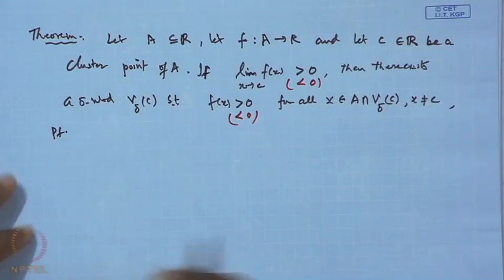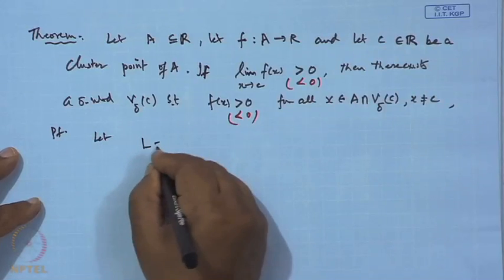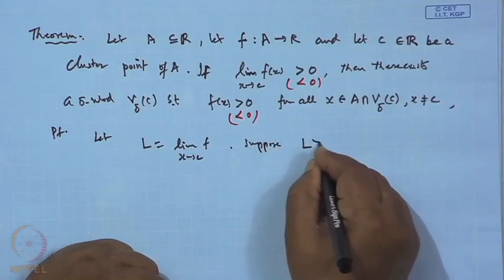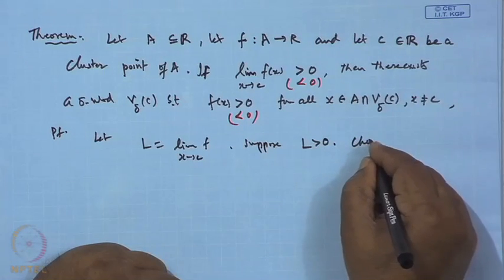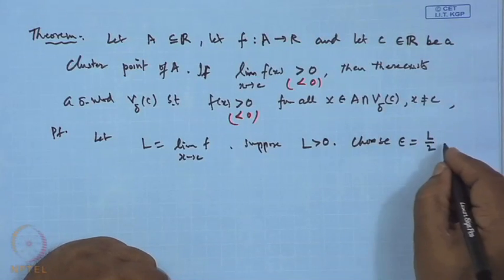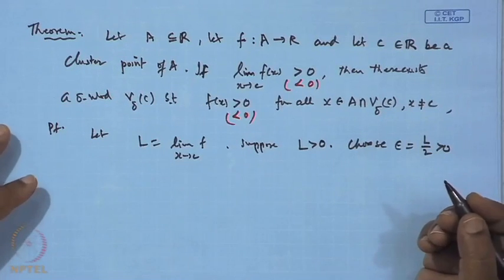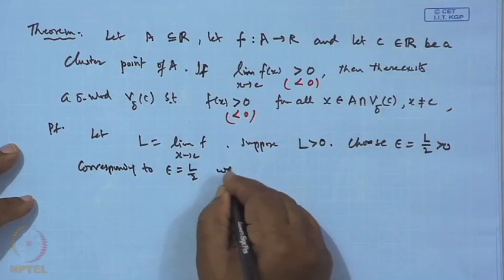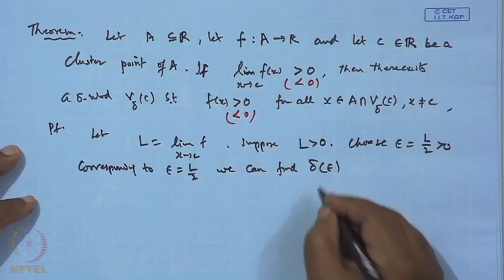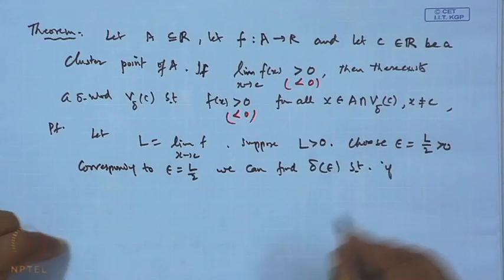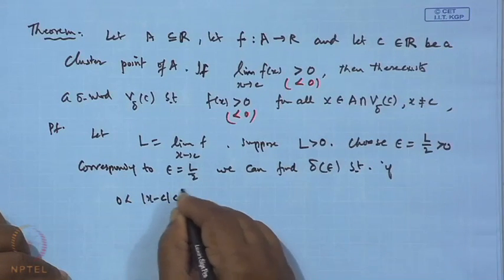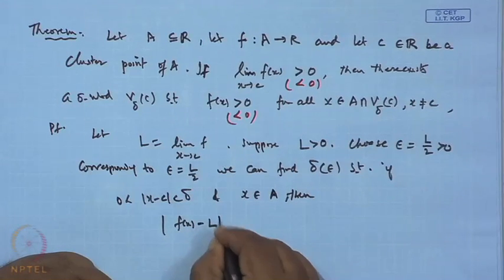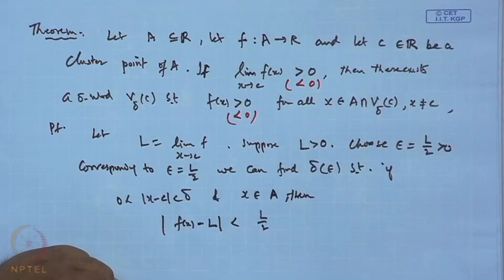The proof is this: let L be the limit of this function f when x tends to c, and suppose that L is greater than 0. Then choose epsilon to be L by 2, because we can take any epsilon greater than 0. Now, use the epsilon-delta definition. Corresponding to this epsilon, which is L by 2, we can find a delta, which depends on epsilon, such that if 0 is less than mod x minus c less than delta and x belongs to A, then |f(x) minus L| remains less than epsilon, which is L by 2.